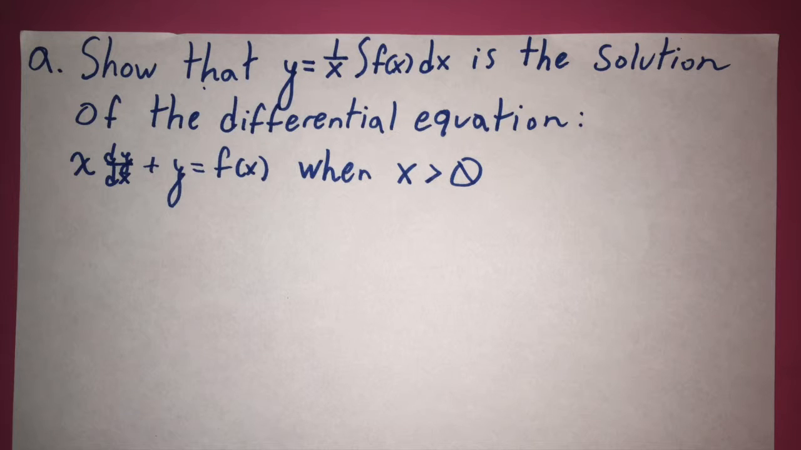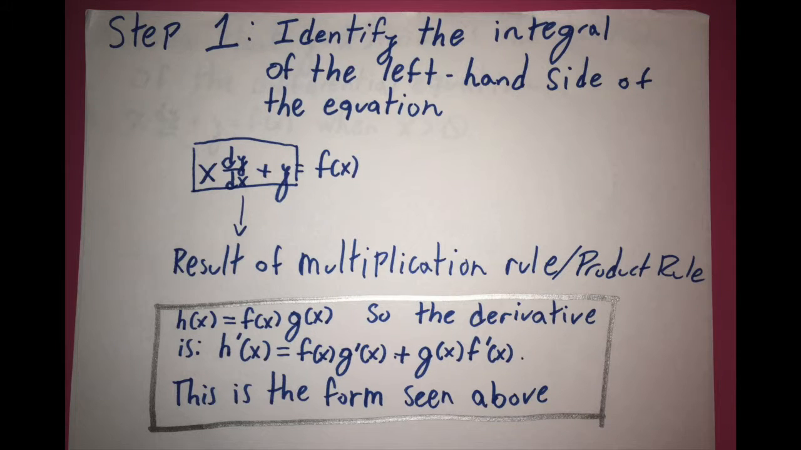Alright, so for question 2, part A asks that we show that y equals 1 over x times the integral of f of x dx is a solution to the differential equation x dy/dx plus y equals f of x, where x is greater than 0. This is going to be pretty straightforward.